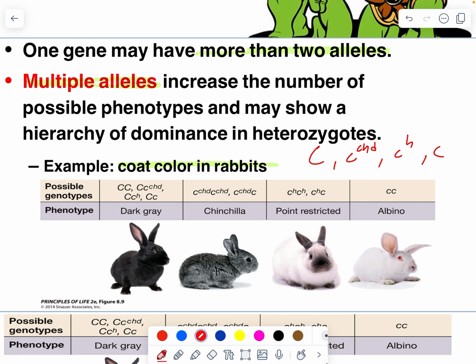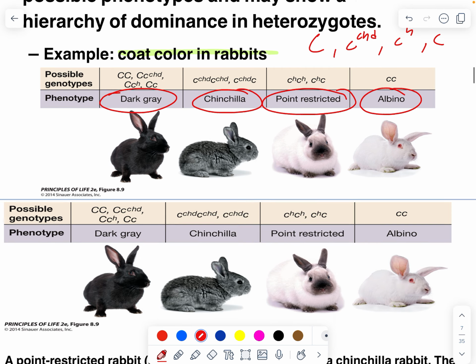And you can kind of see that the capital C beats out all the other ones. That leads to dark gray. You can get chinchilla this way. Point restricted, and then albino is lacking any of these superscripts.